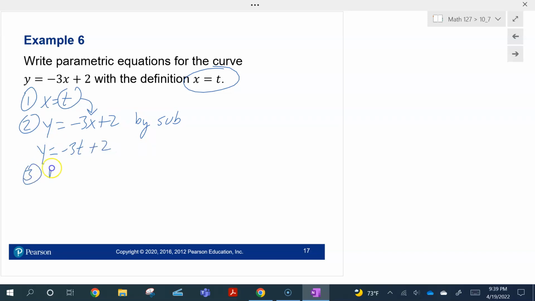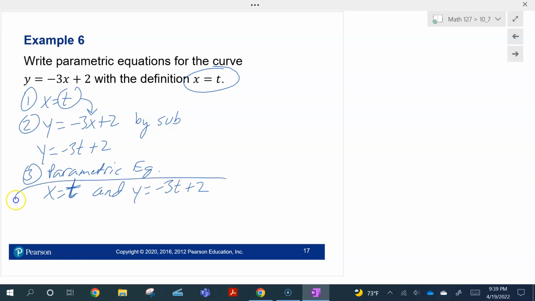So our parametric equations are x equals t and y equals negative 3t plus 2. Those are our parametric equations.